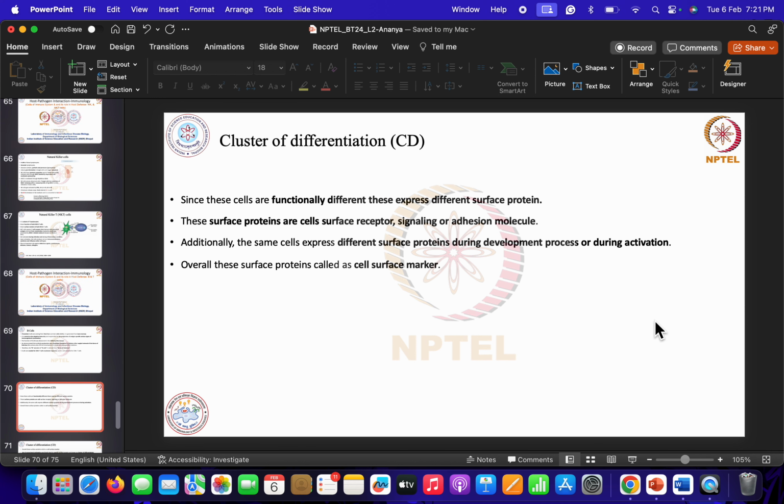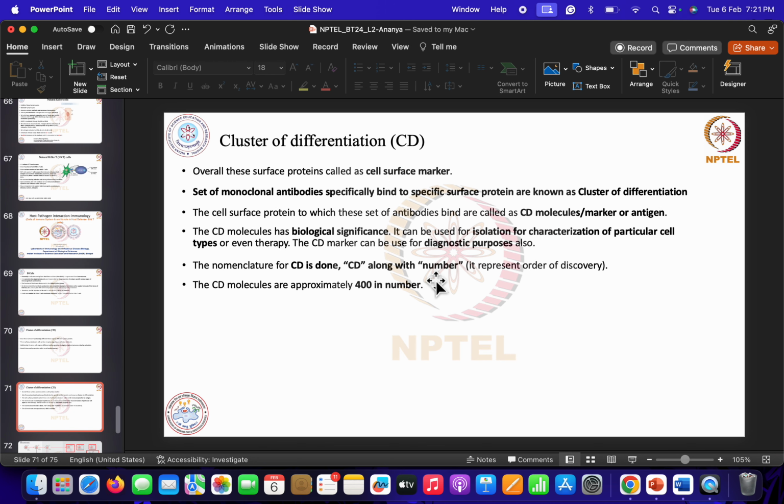Okay. Cluster of differentiation. What is CD? Since these cells are functionally different, they express different surface proteins as well. These surface proteins are cell surface receptors, signaling or adhesion molecules. Additionally, the same cells express different surface proteins during the development process or during activation.